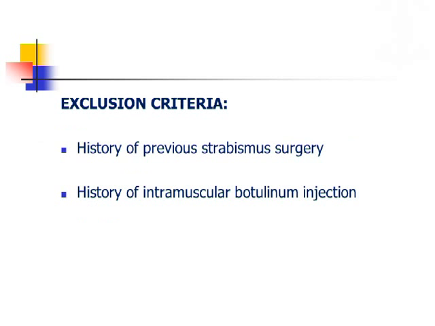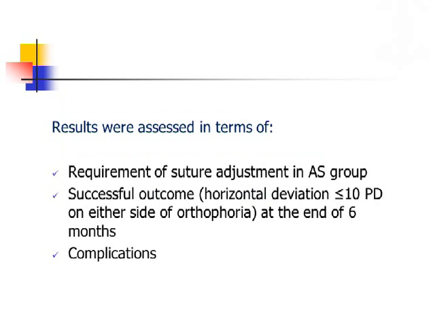Patients with a history of previous strabismus surgery and a history of intramuscular botulinum injection were excluded from the study. The results were mainly assessed in terms of requirement of suture adjustment in the AS group, successful outcome, which was defined as horizontal deviation less than or equal to 10 prism diopters on either side of orthophoria at the end of 6 months, and any complications during or after the surgery.